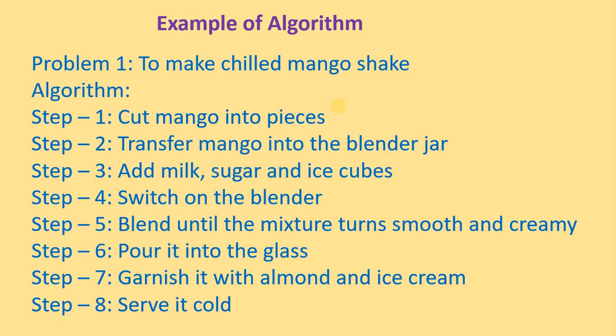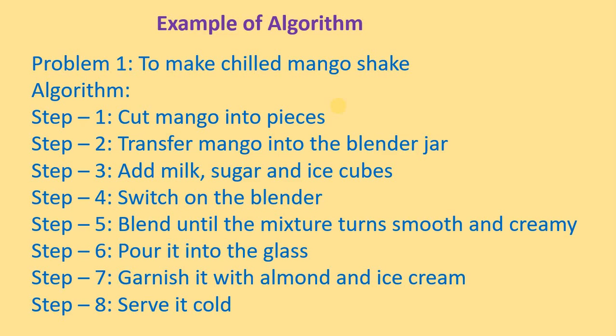Step one: cut the mango into pieces. Step two: after cutting the mangoes into pieces, transfer them into the blender jar. Step three: add some milk, sugar and ice cubes. Step four: switch on the blender. Step five: blend until the mixture turns smooth and creamy.